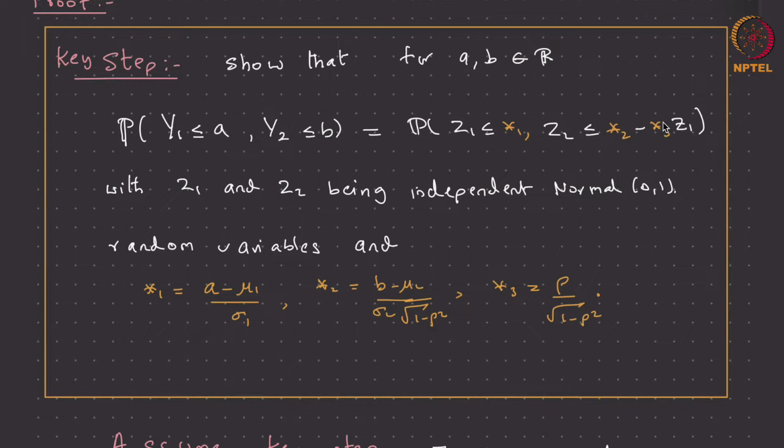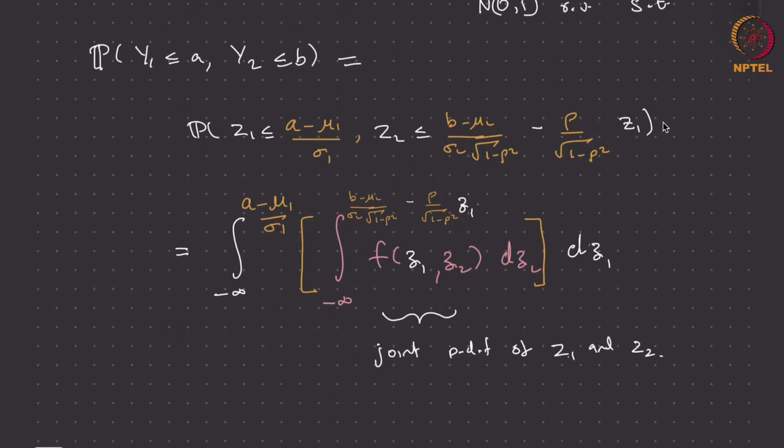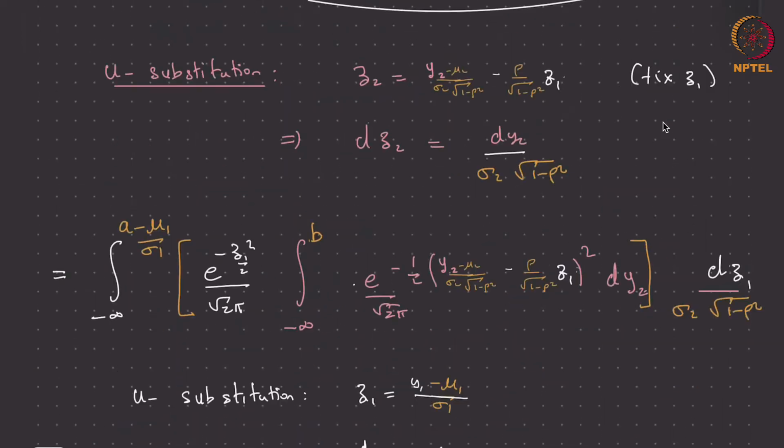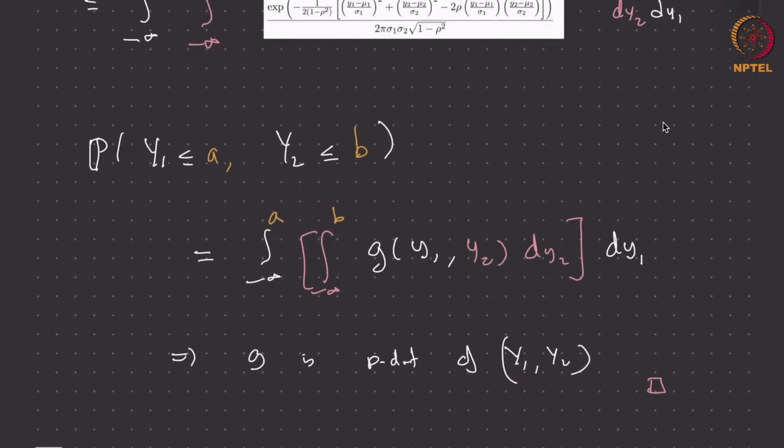So the way we did this was, we said that assuming this key step, we're able to show that there are two independent normal random variables such that the probability of y1 less than or equal to a and y2 less than or equal to b is given by this probability on this side, where star 1, star 2 and star 3 are on this side. We're able to show that it came out to be the correct form that we had discussed before. That is exactly the same as the one that we had. So once we know that, this immediately implies that G is the PDF of y1 and y2.